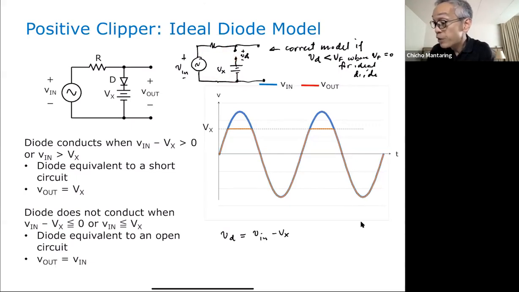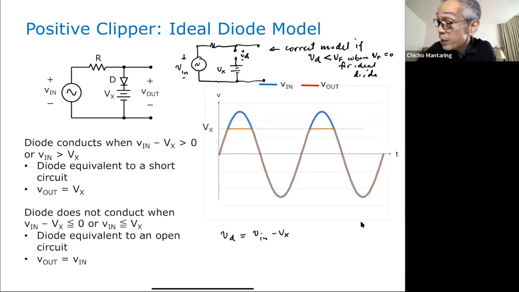So when V in minus V sub X is greater than zero, we know that this assumption is wrong and the diode is conducting. When V in minus V sub X is less than zero, then we know that this assumption is correct and the diode is an open circuit. So that's how you determine whether the diode is conducting or not conducting.